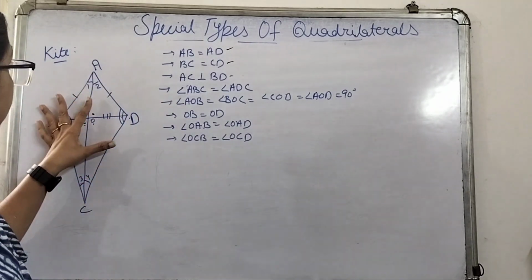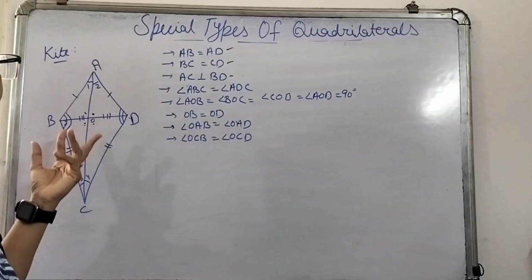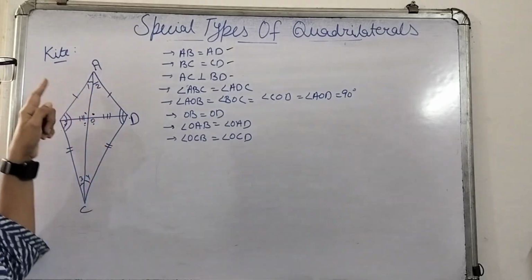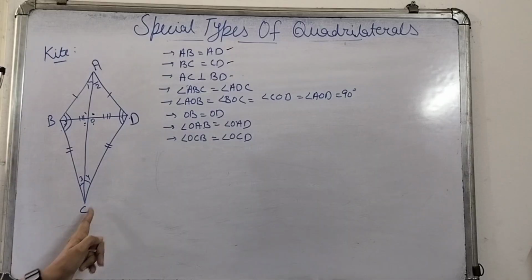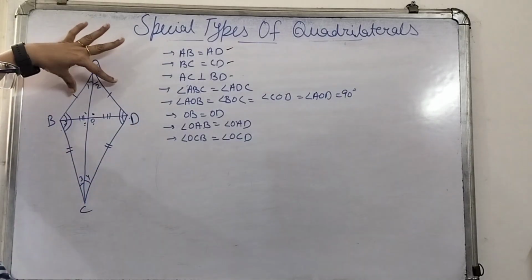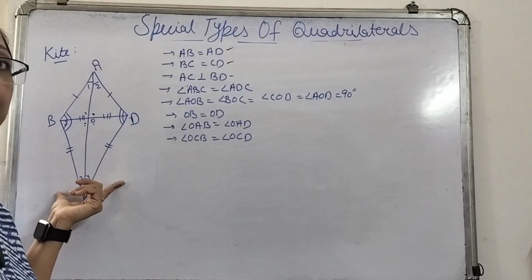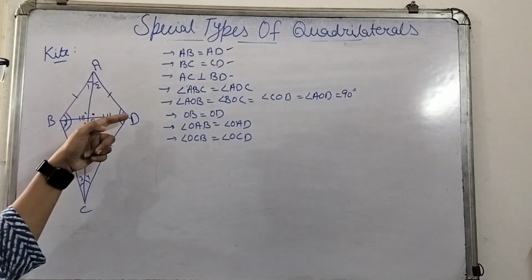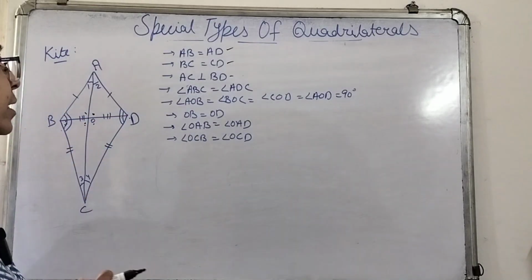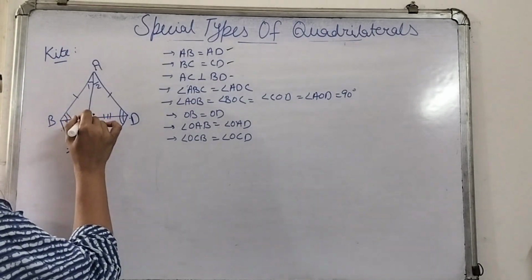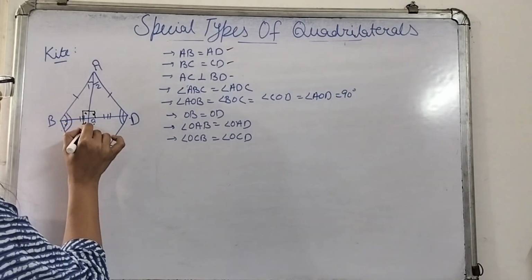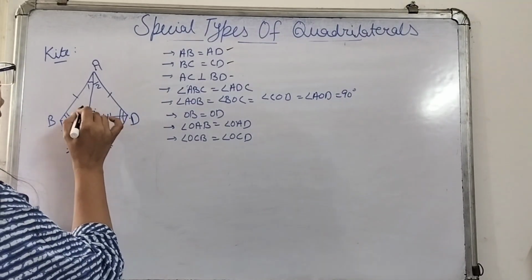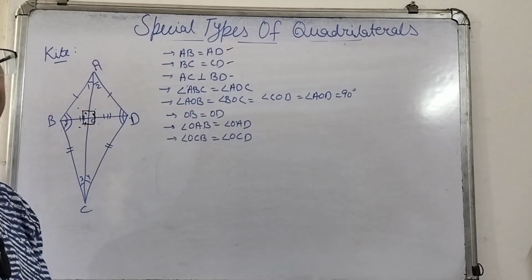So what we discussed is, in the kite, both pairs of adjacent sides are equal. AB will be equal to AD. BC will be equivalent to CD. These two sides and these two sides will be equal. Diagonals will be perpendicular to each other. That means these four angles will be 90 degrees. This angle will be 90, this will be 90, this will be 90, this will be 90.